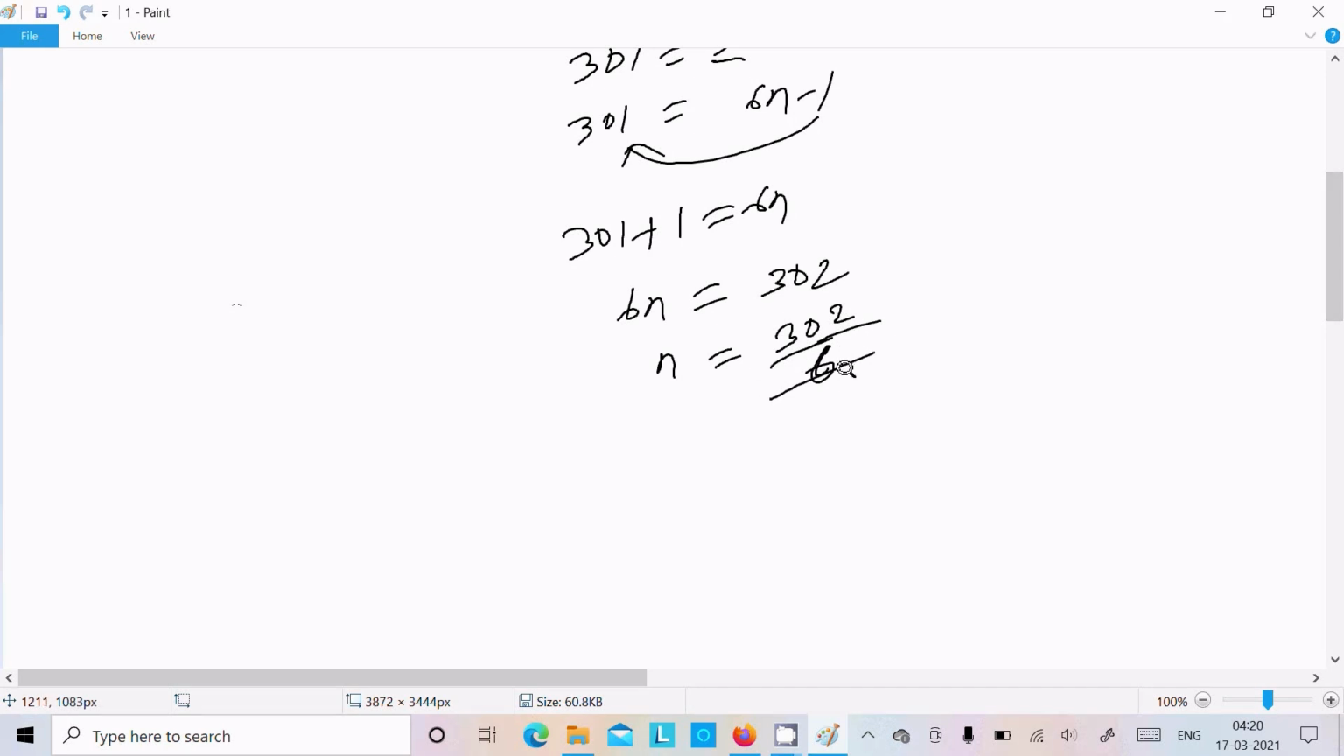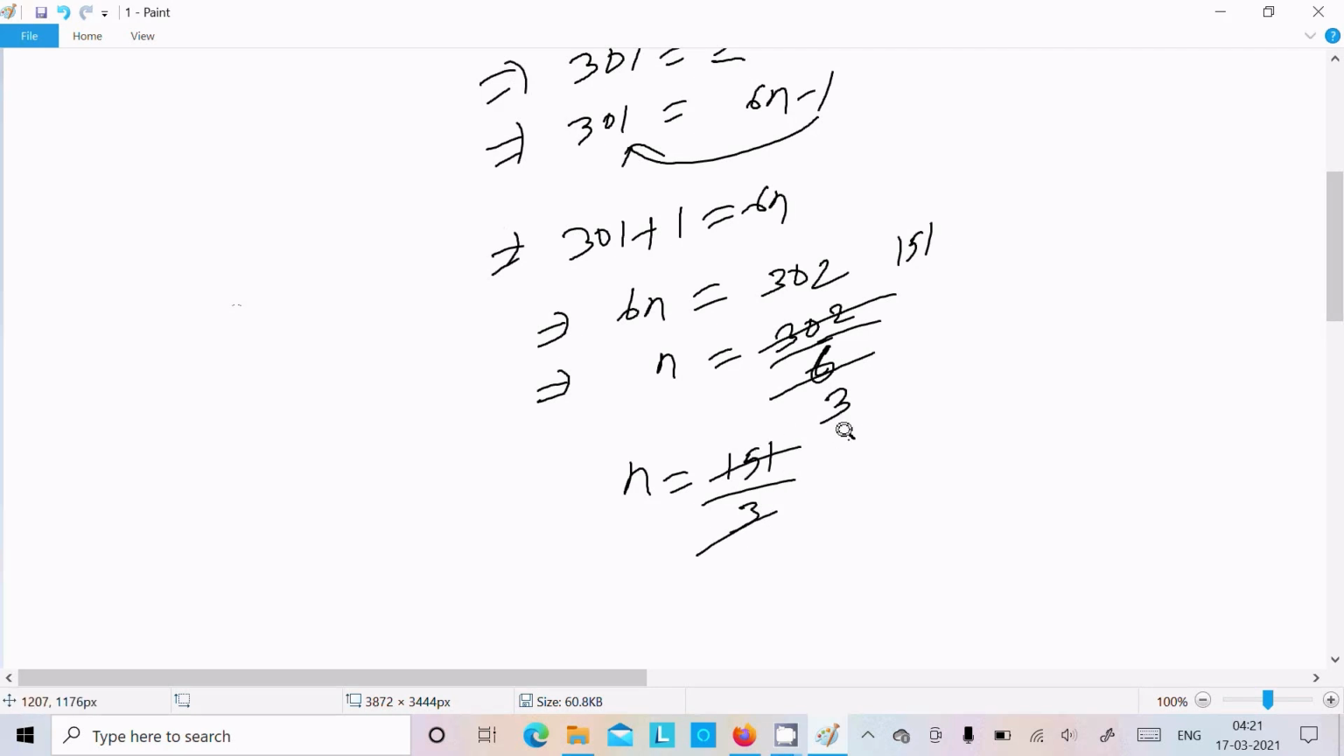So here I am going to try to cancel with 3. Okay, 3 twos are 6, and 3 times 50 is 150, so it becomes 151. Now n equals 151 divided by 3. So here if you try to cancel, 3 fives are 15. So the value comes to 50.333. So here n equals 50.333.